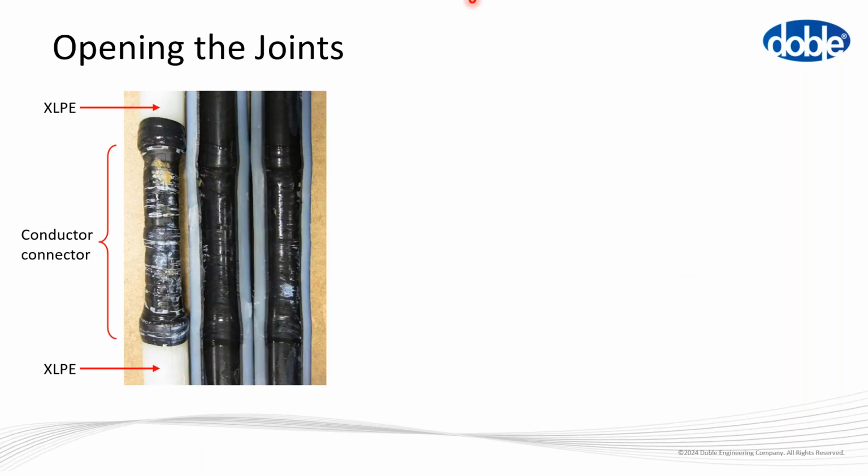So here we go, and here's the opened up joint, the 2 halves of the joint. Here's what's left from the cable inside. We can see the XLPE insulation at either end. We can see the tapes over the conductor connector. The conductor connector is under these tapes.